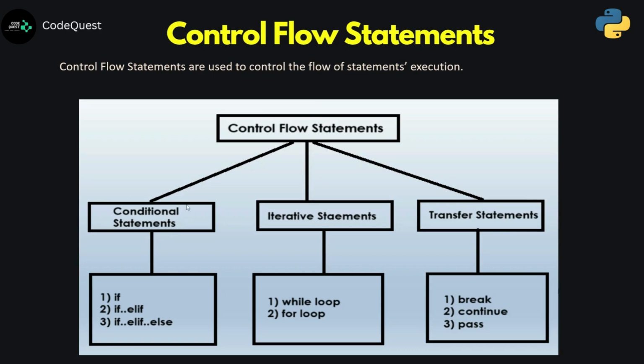First one is your conditional statements. Within that, we have the if statement, if elif statement, if elif else statement, and also nested if statements. The second category of control flow statements is your iterative statements, in which we will look into two types of loops or iteration, that is while loop and for loop. And we have transfer statements, which are mostly utilized to transfer the control from one part to another part, and they are break, continue and pass.